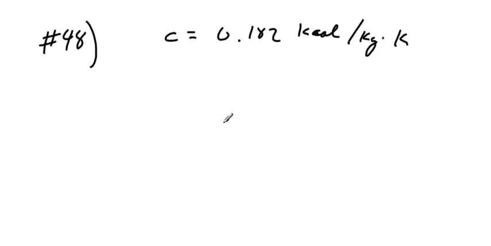Okay, problem 48. The specific heat at constant volume of a particular gas at room temperature is 0.182 kilocalories per kilogram K. Temperature at room temperature would be 20 degrees centigrade. Or would it be 25? I don't know. Molecular mass M, 34 atomic mass units.